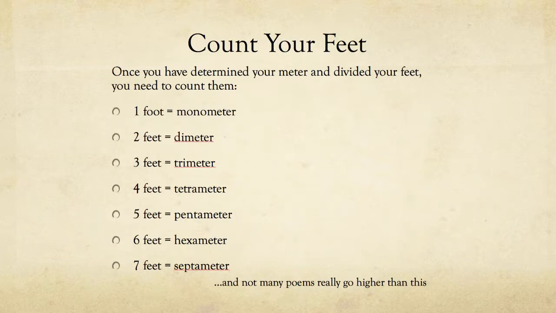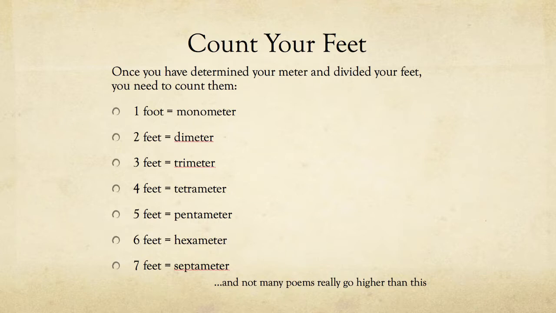Okay, so once you have your feet and you've divided the meter, to figure out the number, so if something is pentameter or what have you, you need to count the feet. However many feet you have overall, like you could have one line that's 3 feet, one line that's 4 feet, another line that's 4 feet, another line that's 5 feet.